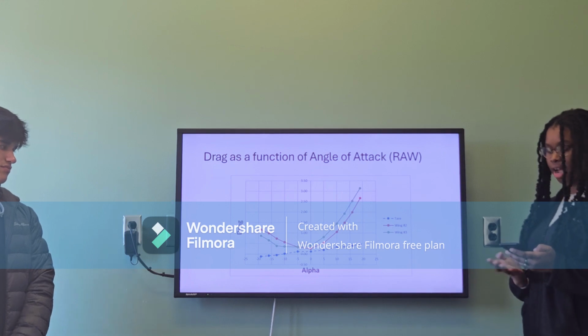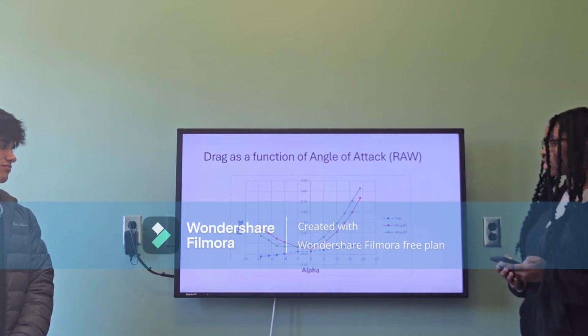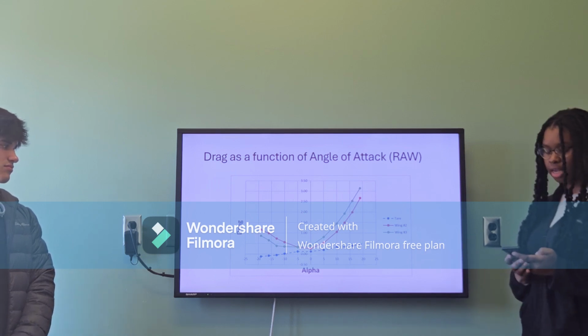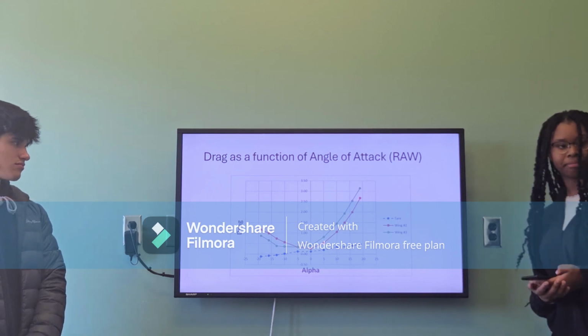Similarly, these are the drag force curves with the tare displayed. Wing 3 has a higher drag force than wing 2 at the highest angle of attack of 20 degrees, but wing 2 has a higher drag force at -20 degrees.